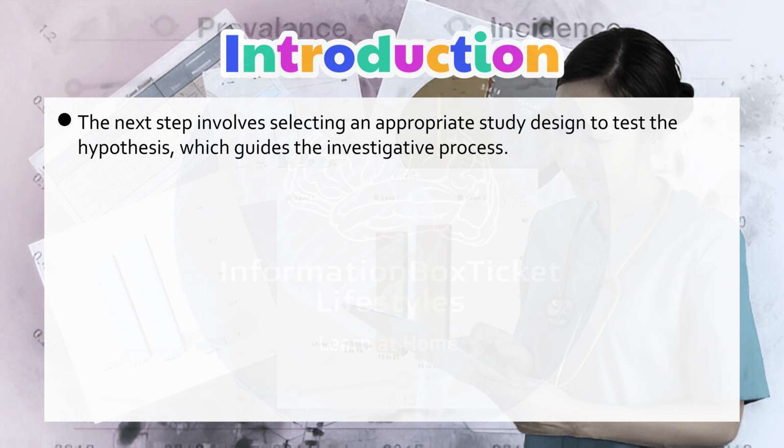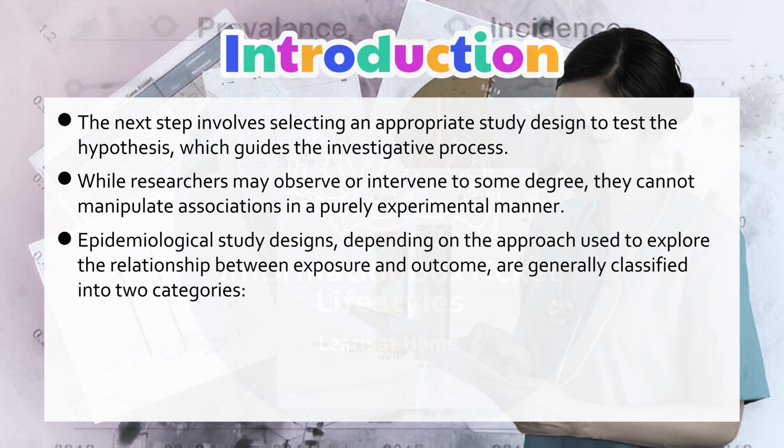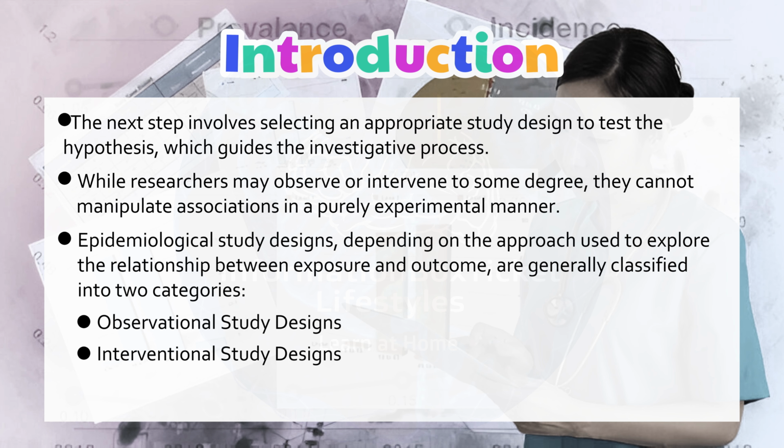The next step involves selecting an appropriate study design to test the hypothesis, which guides the investigative process. While researchers may observe or intervene to some degree, they cannot manipulate associations in a purely experimental manner. Epidemiological study designs, depending on the approach used to explore the relationship between exposure and outcome, are generally classified into two categories: observational study designs and interventional study designs.